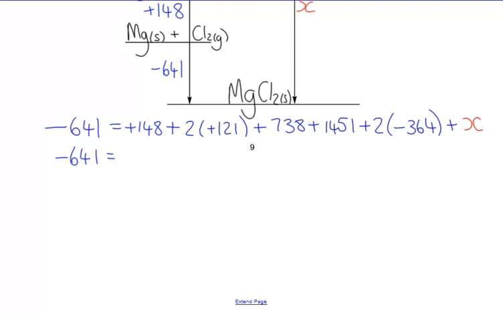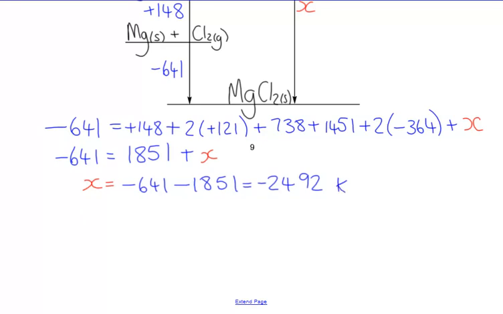I got 1851 plus x, so x equals minus 641 minus 1851, which is minus 2492 kilojoules per mole.